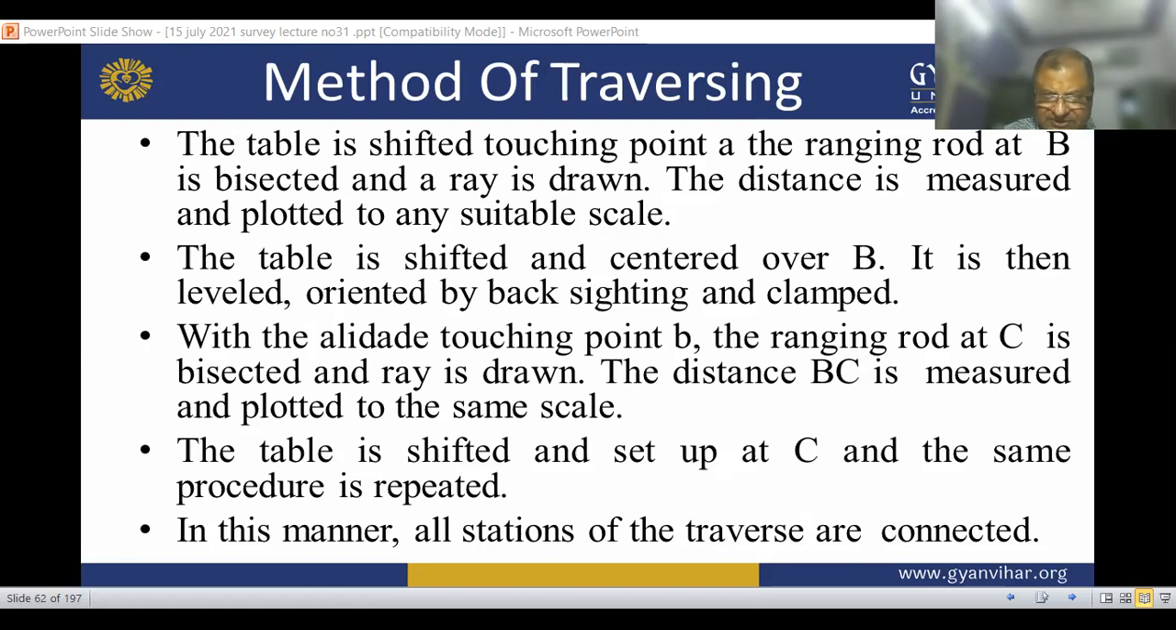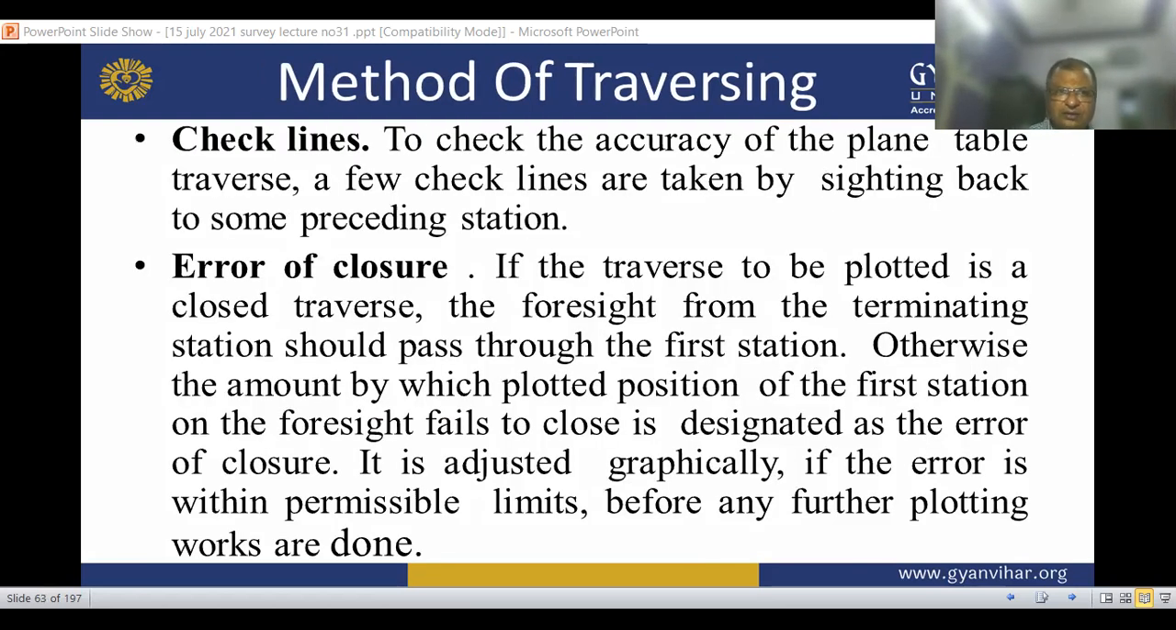The table is shifted and set up at C and the same procedure is repeated. In this manner, all stations of the traverse are connected. Now the check line: to check the accuracy of the plane table traverse, a few check lines are taken by sighting back to some preceding station.